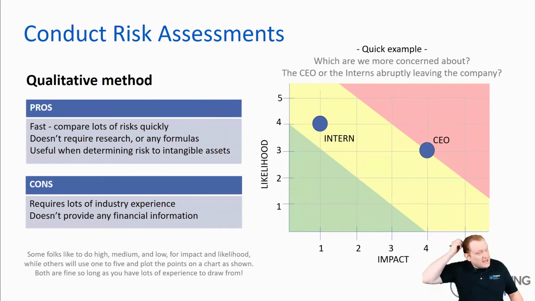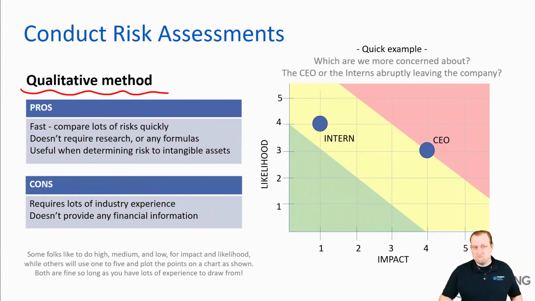Now, do we go to mitigate this? And if so, how? How do we approach that? Well, that's the risk treatment. That's a conversation for later. At least at the immediate moment, we know we're more concerned with the CEO than the intern, and we've conducted a qualitative calculation, which can be fast, doesn't require a tremendous amount of research, is pretty easy when calculating for intangible assets, but does require a lot of experience and did not give us even a lick of financial information.